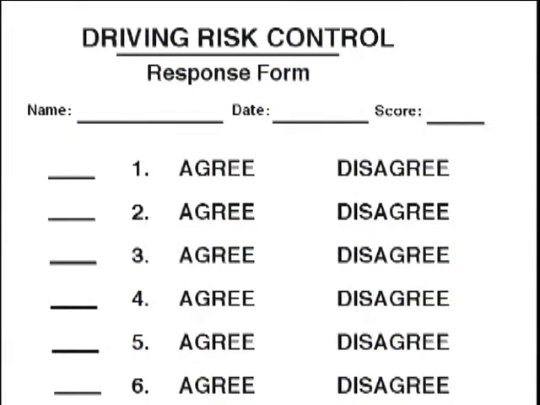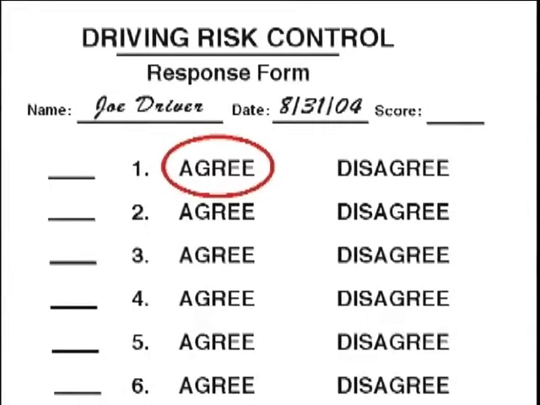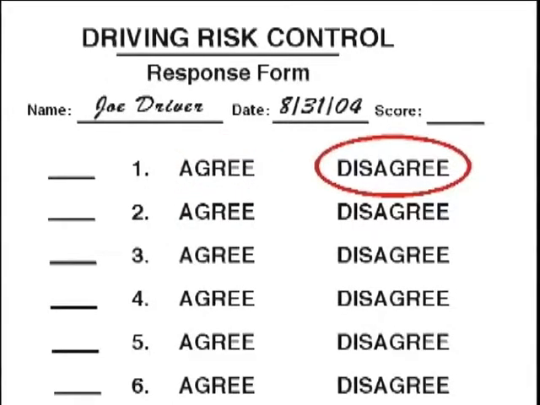Before the start of the program, you were given a driving risk control response form, like the one shown on the screen. Please be sure you have entered your name and the date at the top of the form. Note that the form has 25 agree-disagree response lines. If you agree with the driver's comment, circle agree. If you do not agree with the driver's comment, circle disagree. Ready? Begin traffic scene number 1.